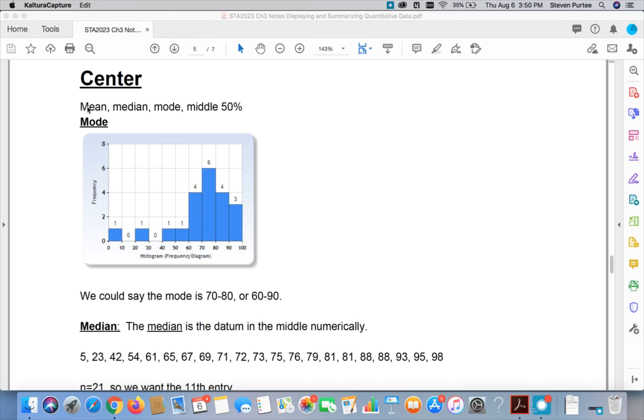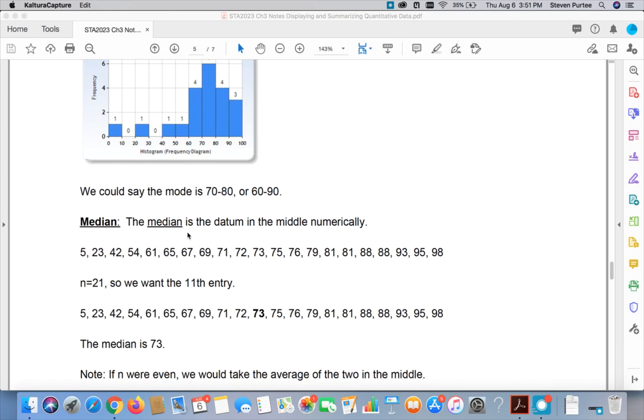Mode, again, in 8th grade you were told was most common, but that's not what we use here. Now we say mode is the bump in a histogram. So here's our histogram. I would say the mode is this bump here from 60 to 90. You might say, no, I just want to say it's from 70 to 80. We're both right. We all agree that it's around here.